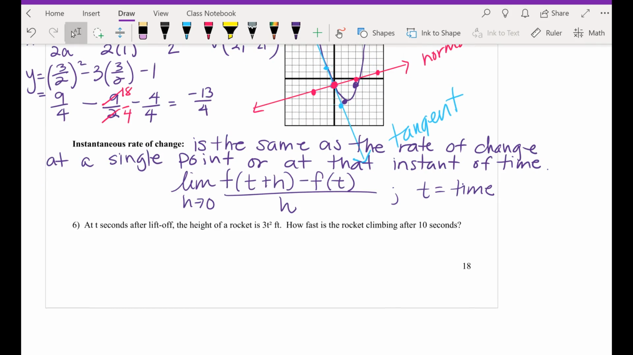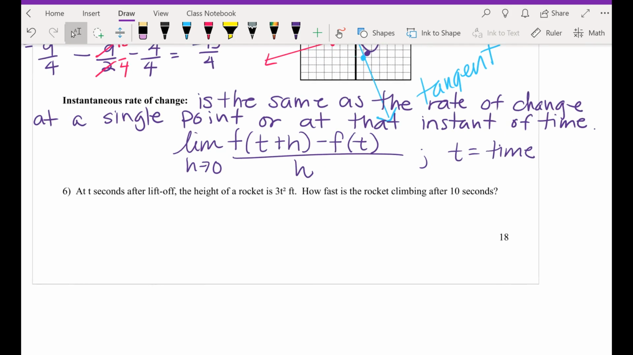Can you help me, Edison, read example 6? At 2 seconds after the launch, the rocket's height is 3t squared feet. How fast is the rocket climbing after 10 seconds? What does it mean by 3t squared feet? That's your height, right? And then what's the unit of measurement in here? Feet. Okay. Then it says, how fast is the rocket climbing after 10 seconds? So what's your t in this question?